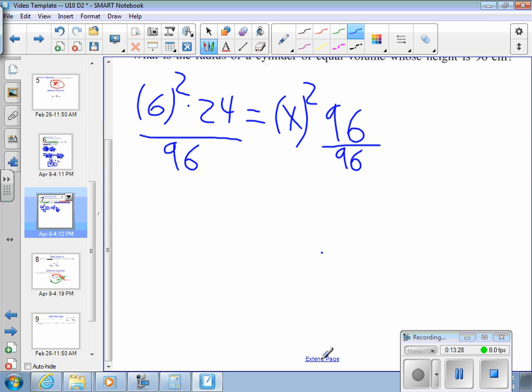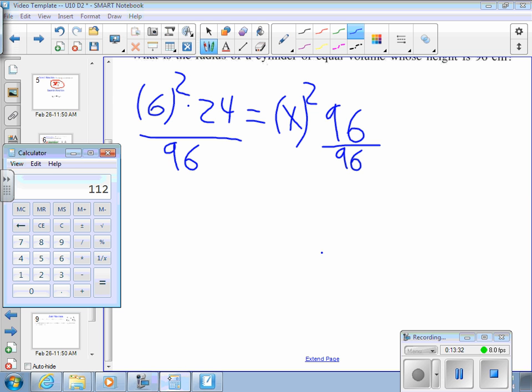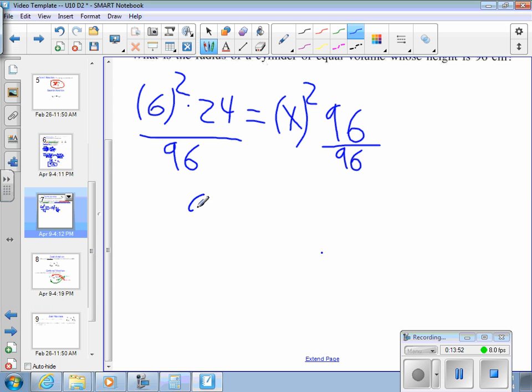Okay, let's extend the page here and pull out the calculator and take a look at what we have. So we're going to do 6 squared, so 6 times 6, which is 36. So 36 times 24 divided by 96 equals 9. And that was x squared.